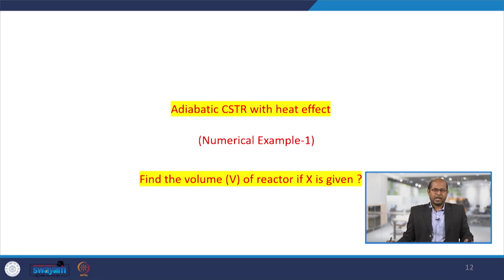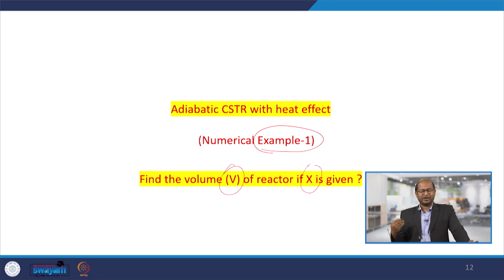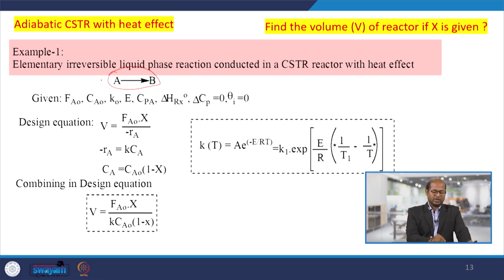So, now we know the energy balance equation. Now we will discuss a numerical problem: how to find the volume of the reactor if the conversion is given. Let us say 60% or 50% conversion is wanted for a specified reaction. Then what reactor volume is required under these conditions? That we will discuss. So, let us say A is the one reaction we have taken, and we are conducting that reaction in a CSTR with heat exchange.